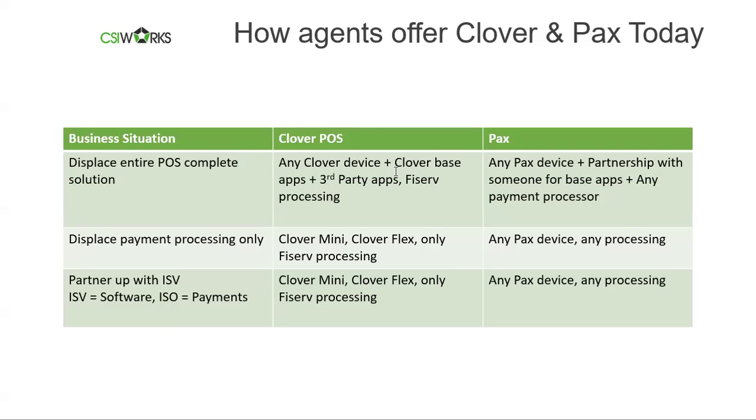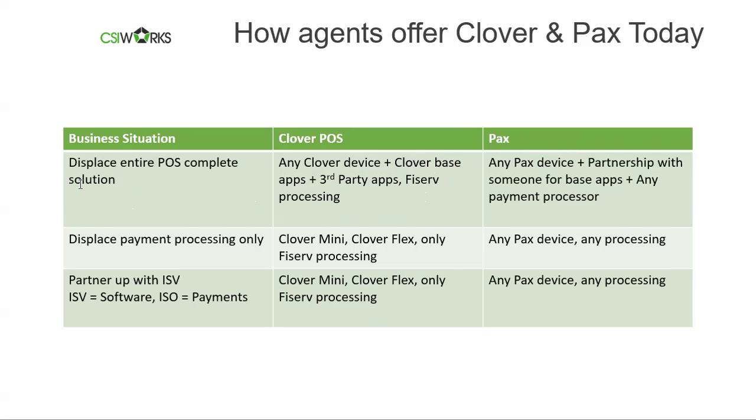Plus Clover base apps. This is what makes it possible to be standalone: Clover offers the base apps, inventory. I'm repeating myself, but it also has an option to offer third-party apps that sit on top of them, but it is only locked into Fiserv processing. So you cannot do anything else, only Fiserv processing. If that particular merchant says, yes, you can give me anything you want, but I will never sign up for Fiserv, I don't want Fiserv, then Clover is no longer an option for that merchant from the perspective of an agent.